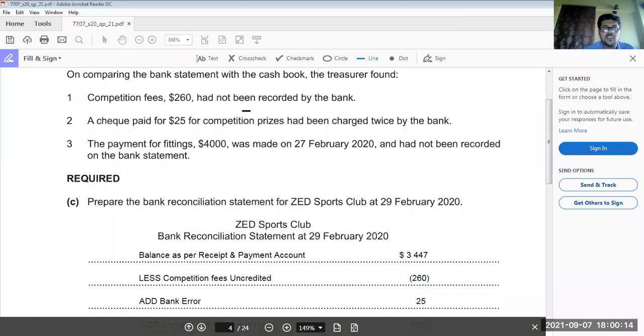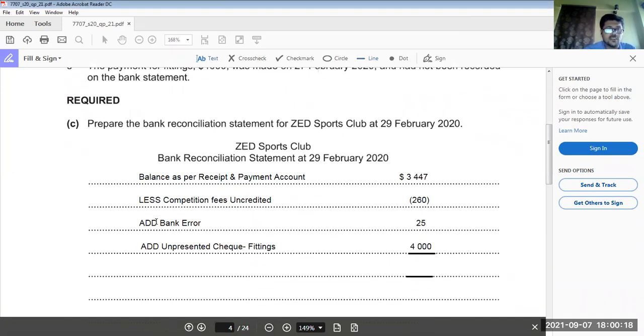Sorry, the bank error is going to be detected. 7,000. Balance.